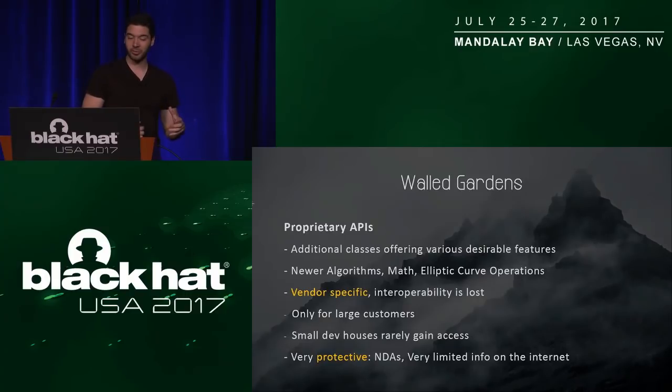And the last peculiarity of this ecosystem is that you have walled gardens. There are all those restrictions on what you can do and all those API deficiencies or incompatibilities. But there are also proprietary APIs. Vendors release them and they provide additional classes not listed in the official API specification. There they provide newer algorithms and mathematical operations that are not available, sometimes elliptic curve operations. And all these are vendor specific. So if you try to move from one manufacturer to another, this API will totally make your applet not run on the other manufacturer.